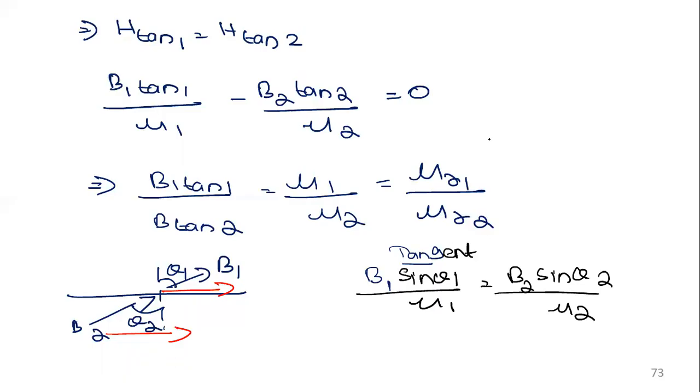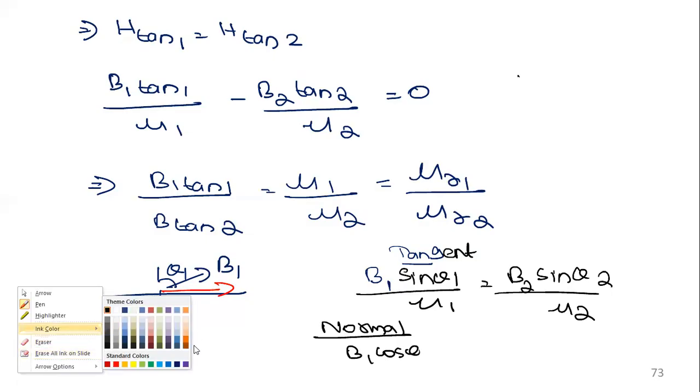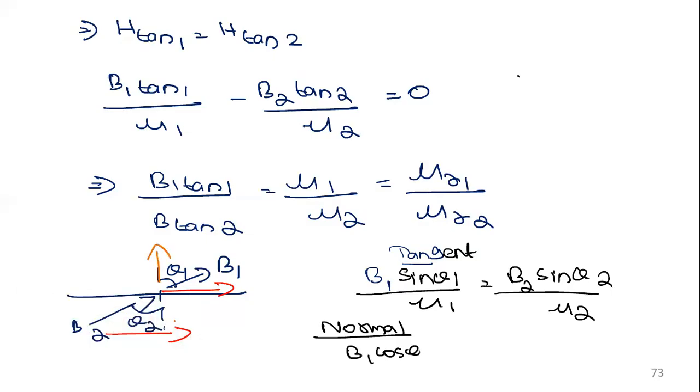And when it comes to the normal component, I'm writing here because when I give you the notes, it would be confusing. How will it come? It will be B1 cos theta 1, because I will use another ink. This was the normal component, right? So that will be the cos component.